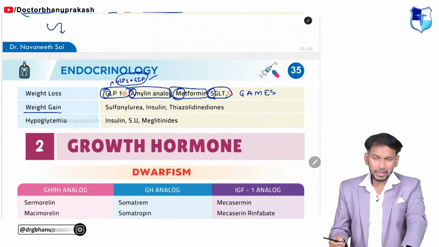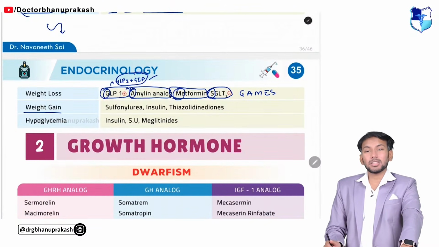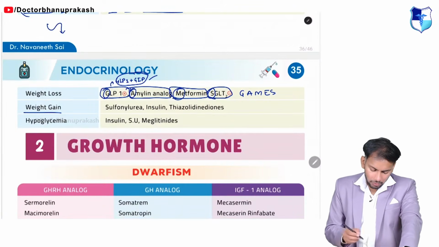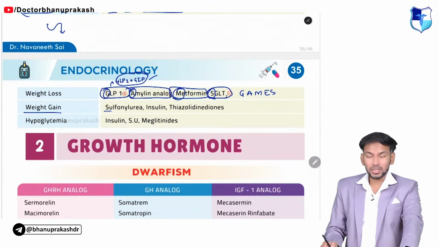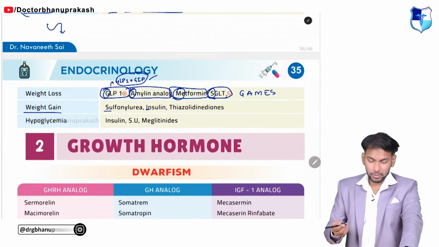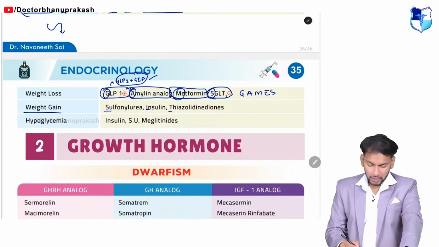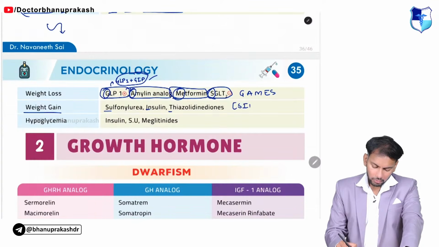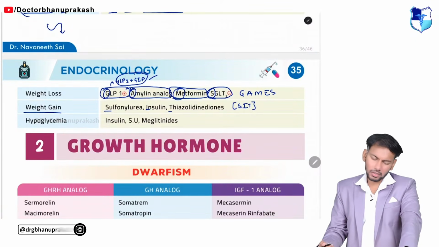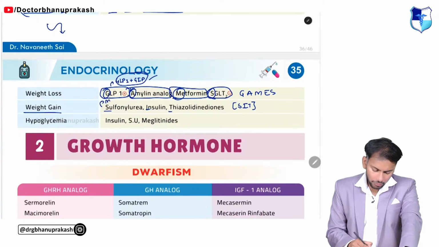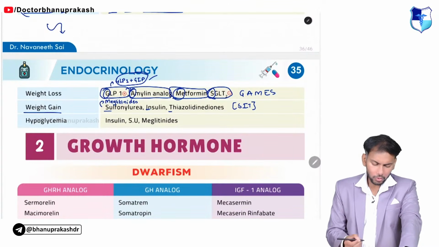Got it? Weight gain. Whenever there is release of insulin, it will cause weight gain. Sulfonylureas, it will release insulin. Yes. Insulin, yes, it will cause weight gain. Thiazolidinediones will also cause weight gain. So how can you remember? If you sit, it will cause weight gain. Yes, that's all. Sulfonylureas along with meglitinides. Meglitinides will also release insulin. So this will also cause weight gain.